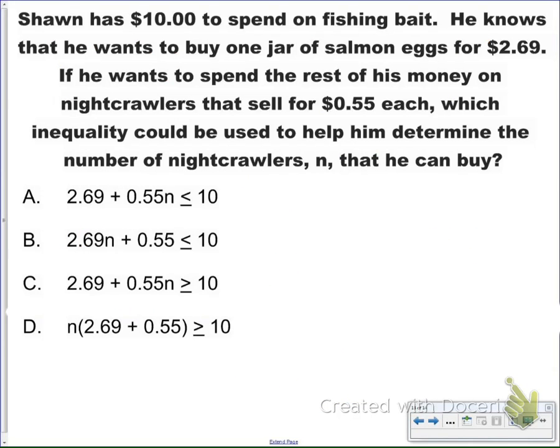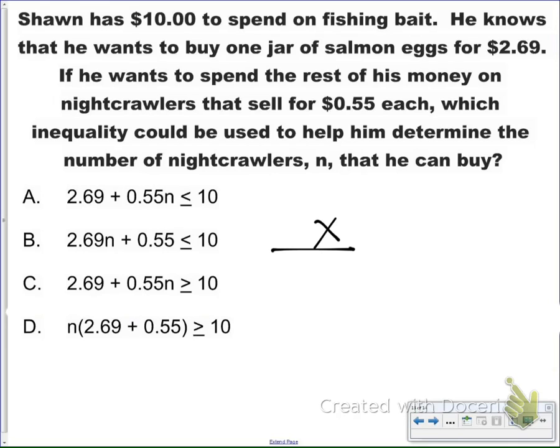So let's look at this one. Sean has $10 to spend on fishing bait. He knows that he wants to buy 1 jar of salmon eggs for $2.69. If he wants to spend the rest of his money on night crawlers that sell for 55 cents each, which inequality could be used to help him determine the number of night crawlers that he can buy? Okay, so if I'm setting this up, I first off want to say, okay, here are my pieces.